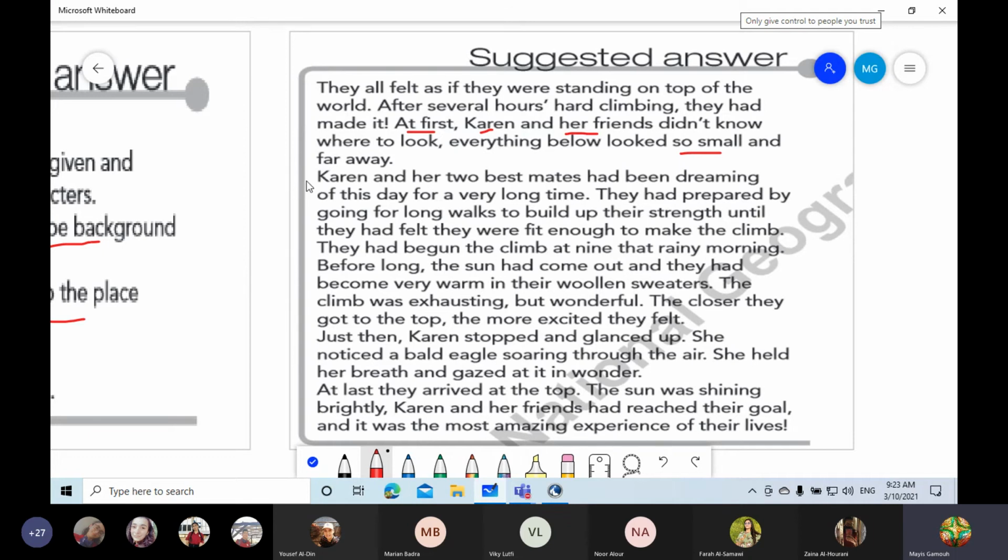Thank you. Who would like to continue reading? Let's read, Farah, Karen or Karim. Karen and her two best mates had been dreaming of this day for a very long time. They had prepared by going for long walks to build up their strength until they felt they were fit enough to make the climb. They had begun the climb at 9 that rainy morning. Thank you, dear. All right, Karen and her two best mates. What's the meaning of mates?